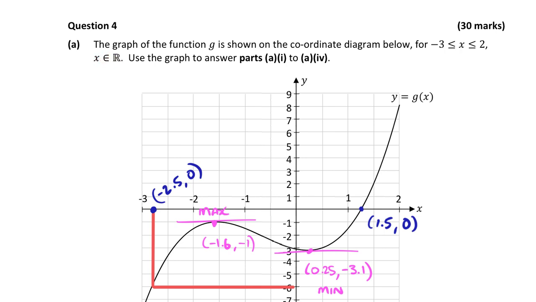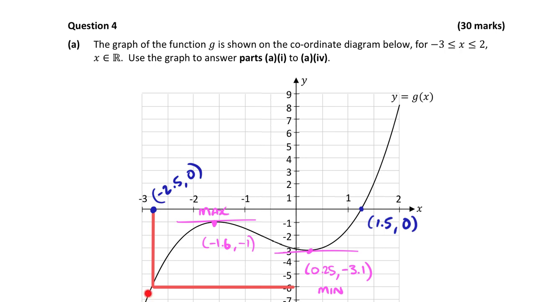That just means that x is going to be a real number, so it can be a positive or a negative whole number. It can also be a fraction or a decimal. Okay, so it just means our x value will be between negative 3 and positive 2. Use your graph to answer parts A1 to A4.